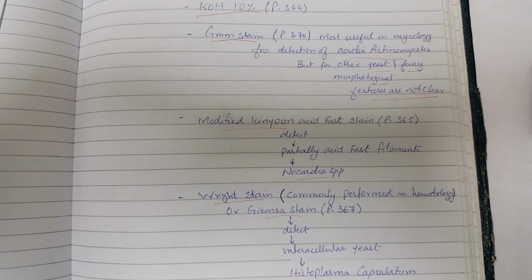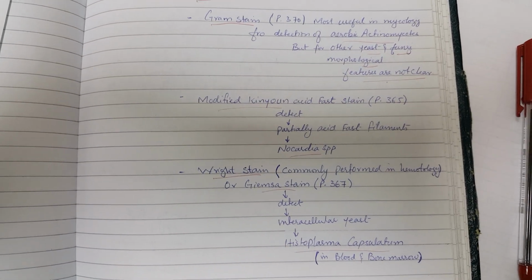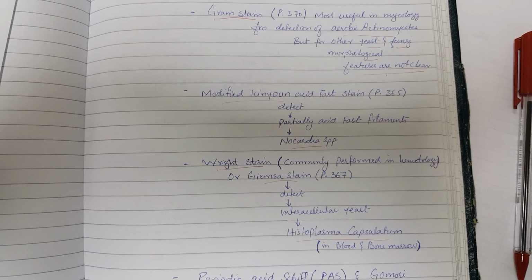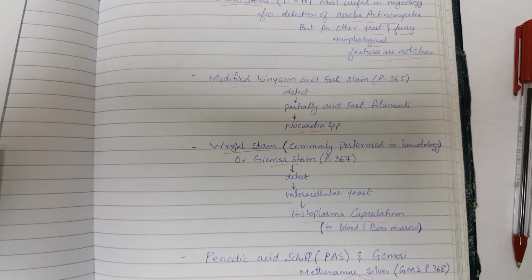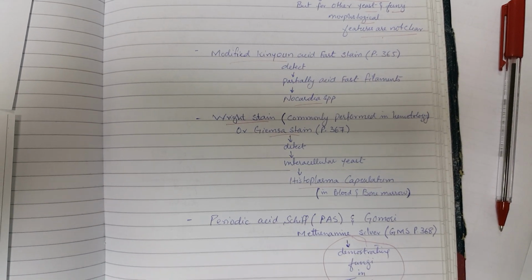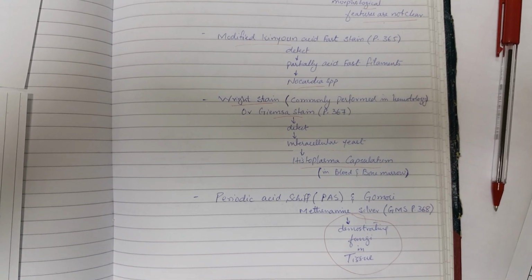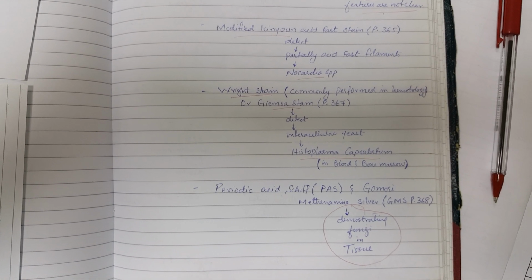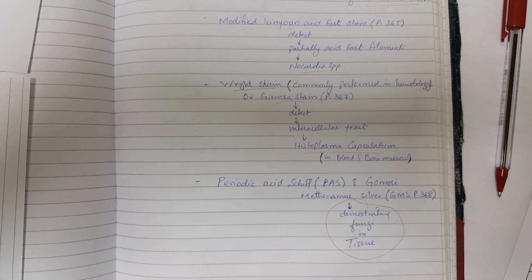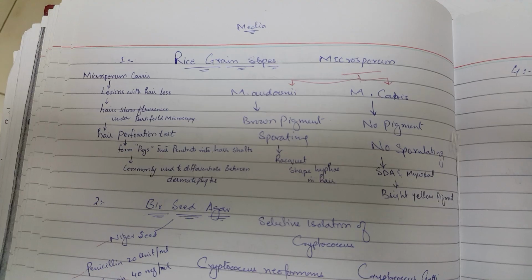Wright stain and Giemsa stain are used for the intracellular yeast-like Histoplasma capsulatum in the blood and the bone marrow, and periodic acid-Schiff (PAS) and Gomori methenamine silver stain are used for demonstrating fungi in the tissue.